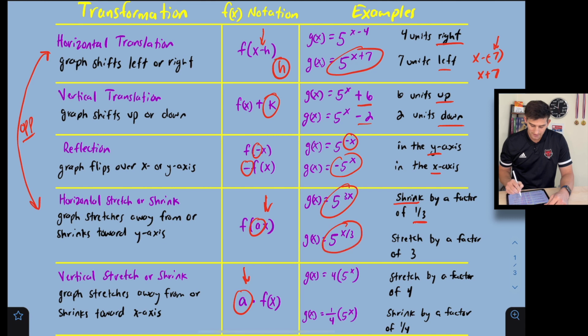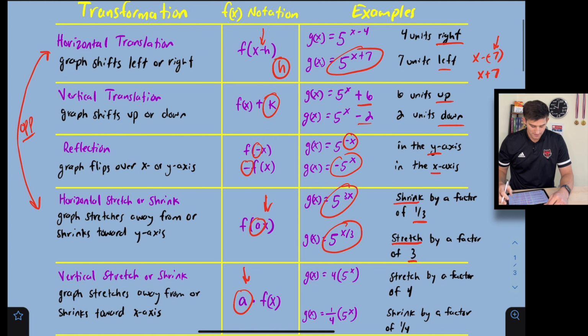The next one is 5 to the x over 3, which would be the same as 5 to the 1/3 x, right? And so we see a 1/3 there, or a divide by 3, we might think shrink, but it's opposite of what we think. It's actually a stretch by 1 over 1/3, which would be 1 divided by 1/3, 1 times 3, so 3.